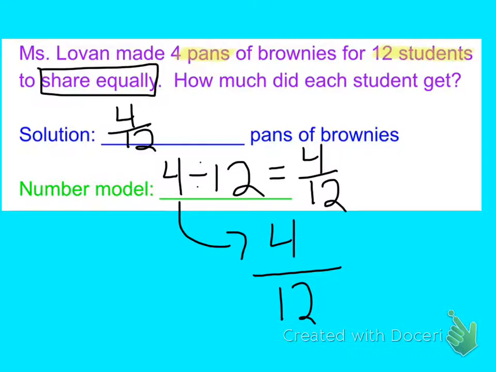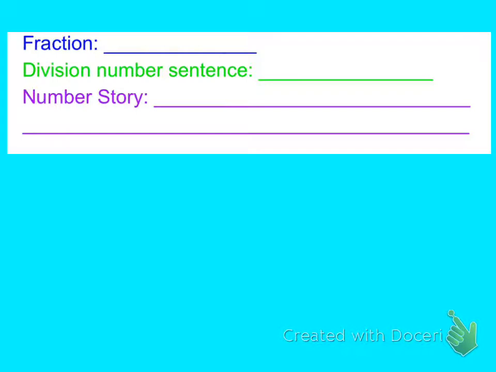Pretty easy, huh? I think you'll get this lesson pretty quickly. Now, for part of this lesson and in future lessons, you're going to have to write your own division number stories. And in order to do that, it's kind of a lot of steps, but the first step is to come up with your fraction. And this is exactly what your math journal is going to look like.